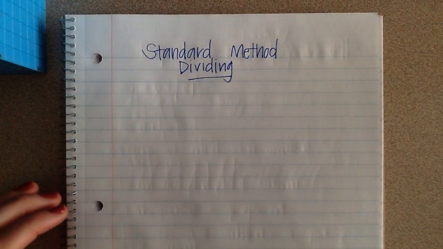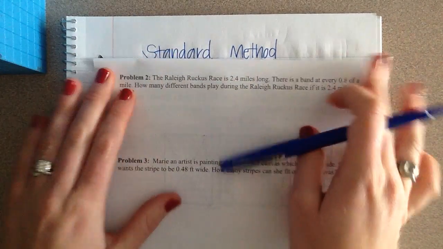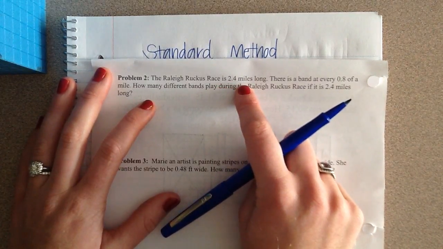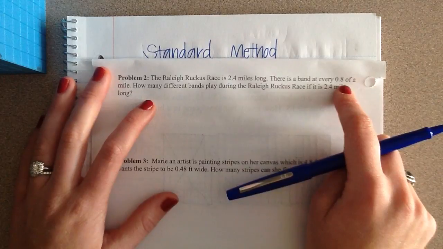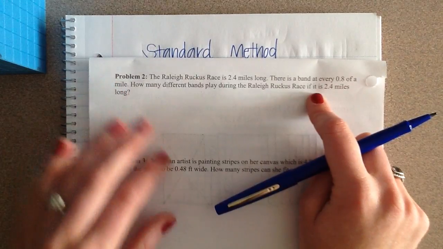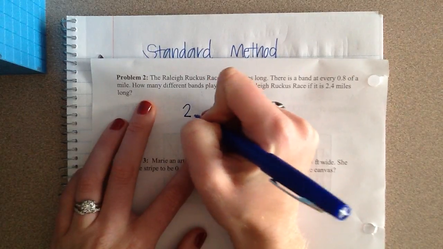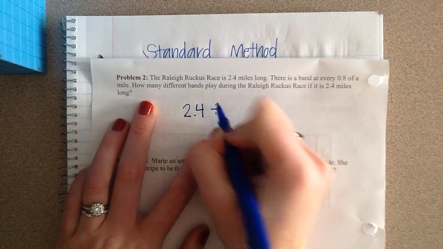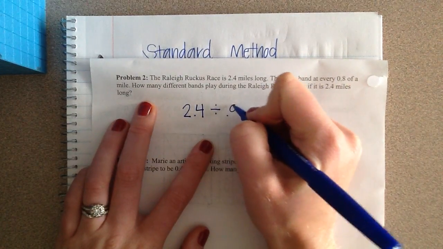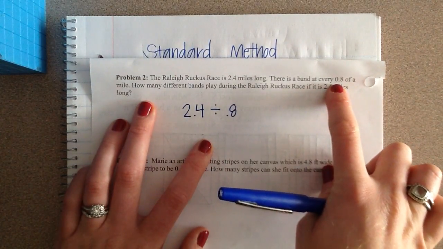Okay, so I have a problem right here. If you don't have it, that's okay. Just want you to see it. A Raleigh ruckus race is 2.4 miles long. There's a band every 8/10 of a mile. How many different bands play during the Raleigh ruckus race if it is 2.4 miles long? So my total amount is 2.4, and I'm dividing it by 8/10. Okay? So I know that that is my group size.